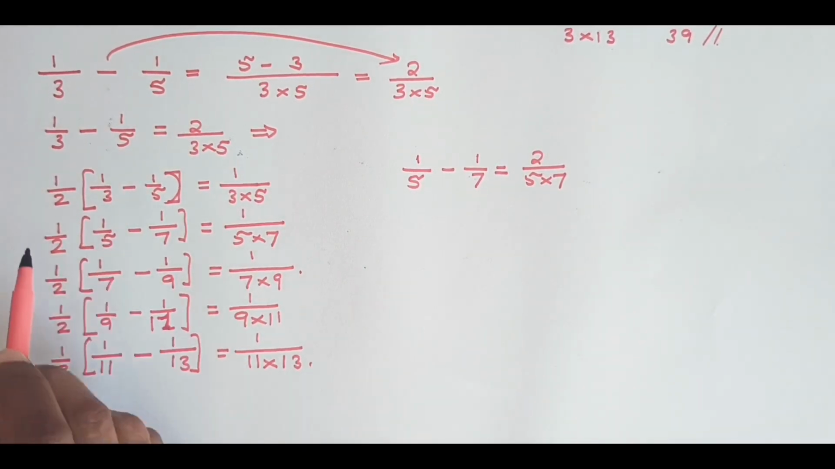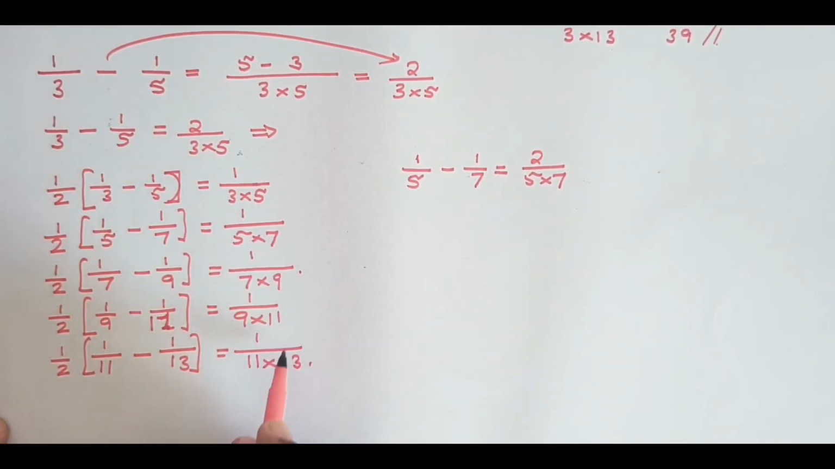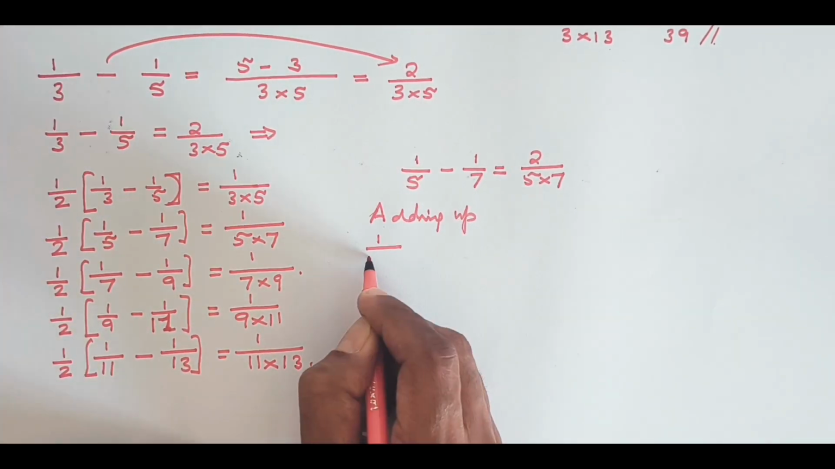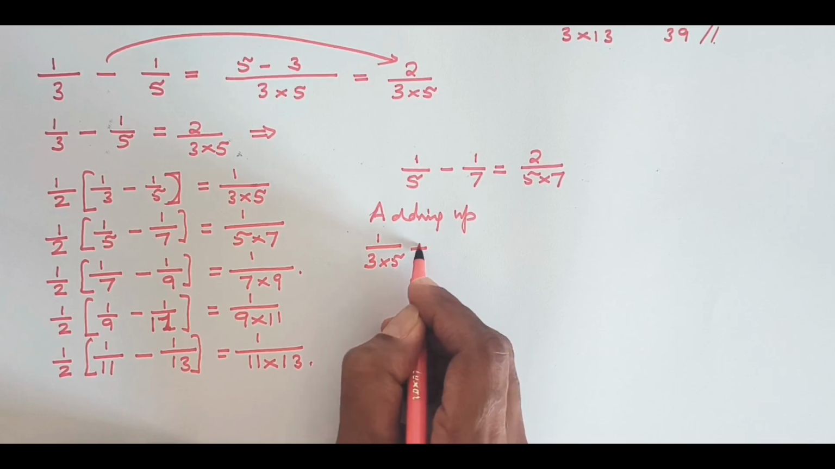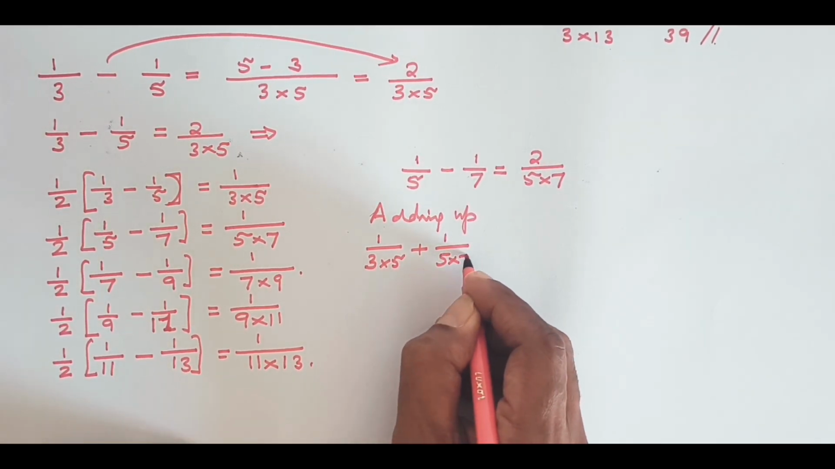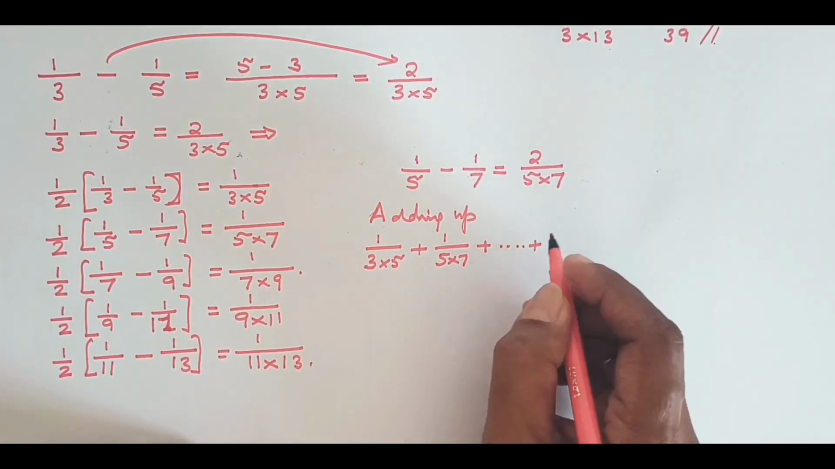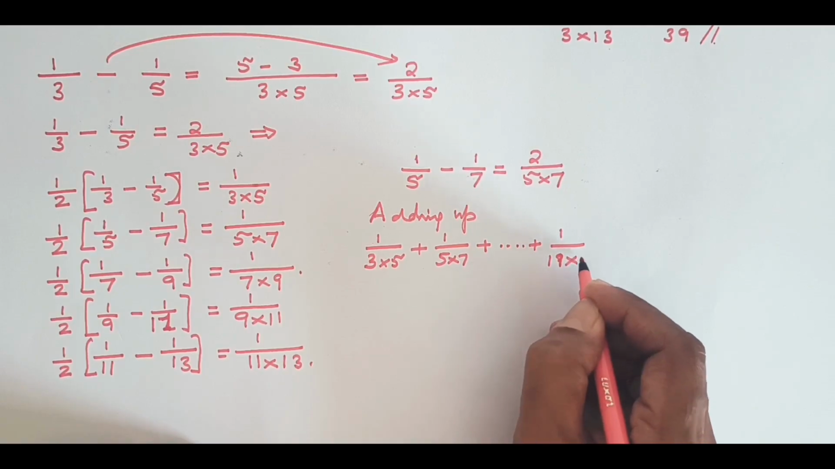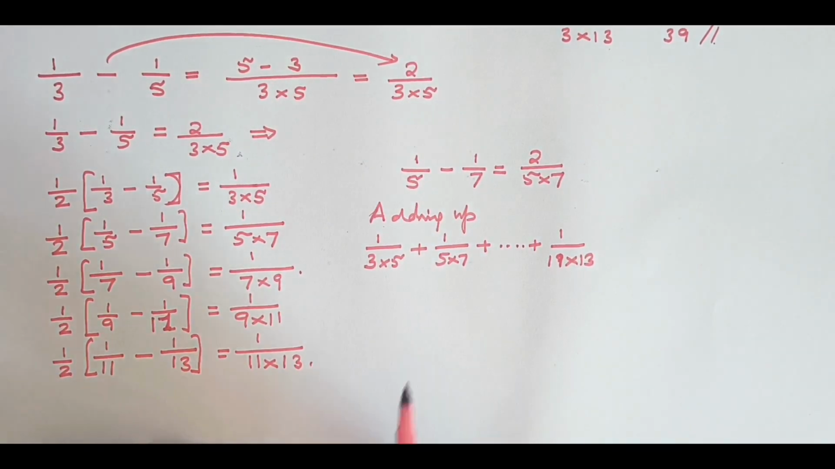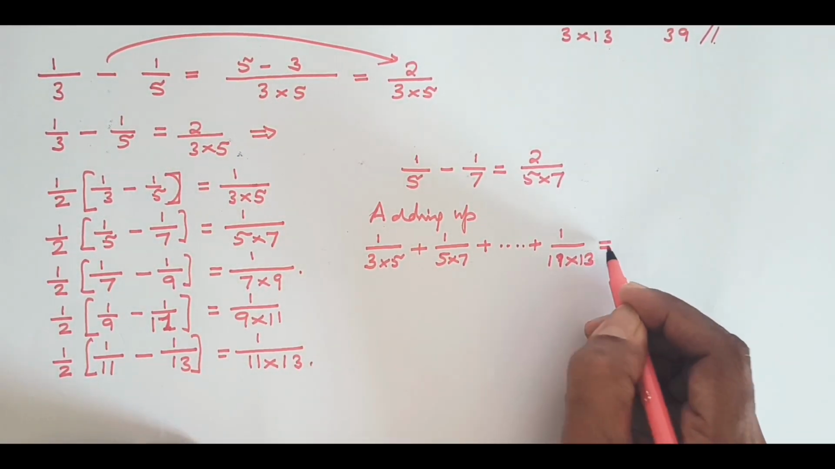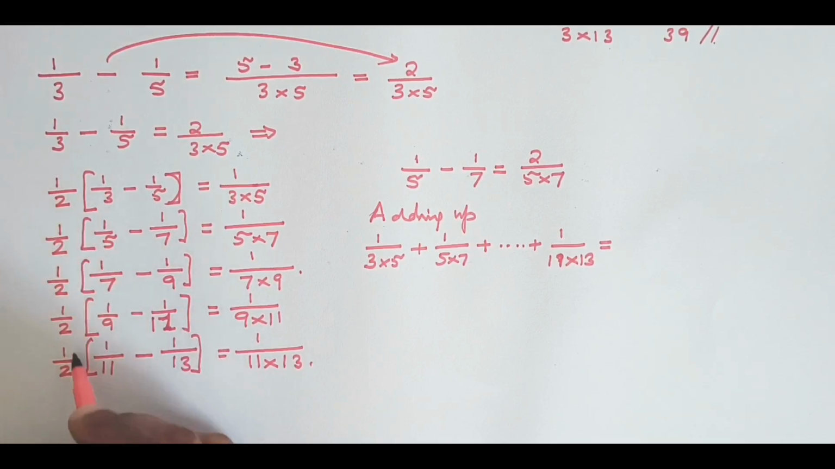In the last step, what do we do? We will just add up these 5 equations. And let me write this first. So adding up 1 over 3 multiplied by 5, 1 over 5 multiplied by 7. And let me write the last term, 11 multiplied by 13. This is the given series to be simplified. And this equals the sum of these terms.